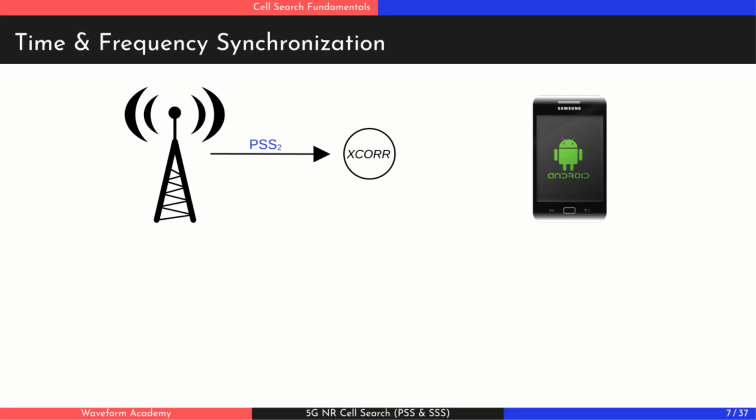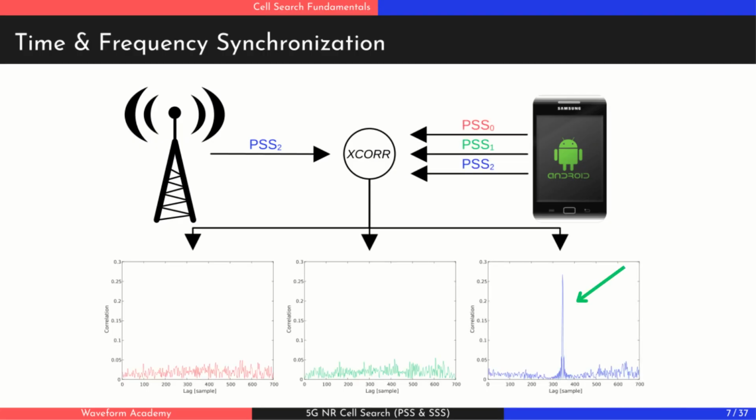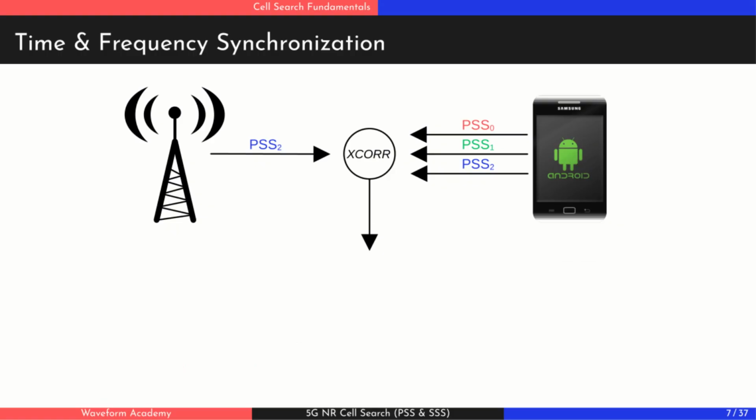During initial access, the UE searches for the PSS using correlation. It compares the received signal with three known reference sequences. If a correlation peak appears for any of them, it indicates that the corresponding PSS is present in the signal. The index of this peak is also used to determine the time offset to the slot where the SSB is located.